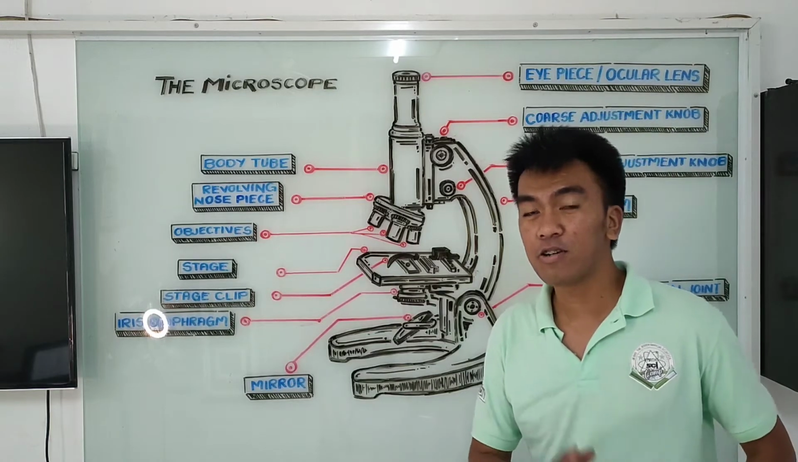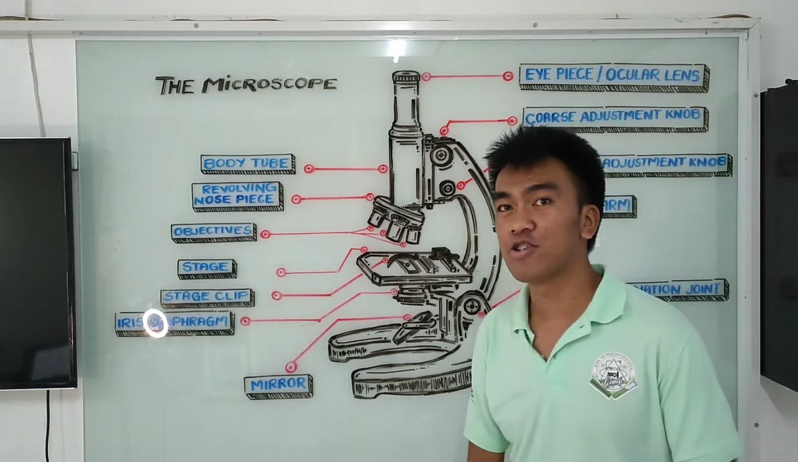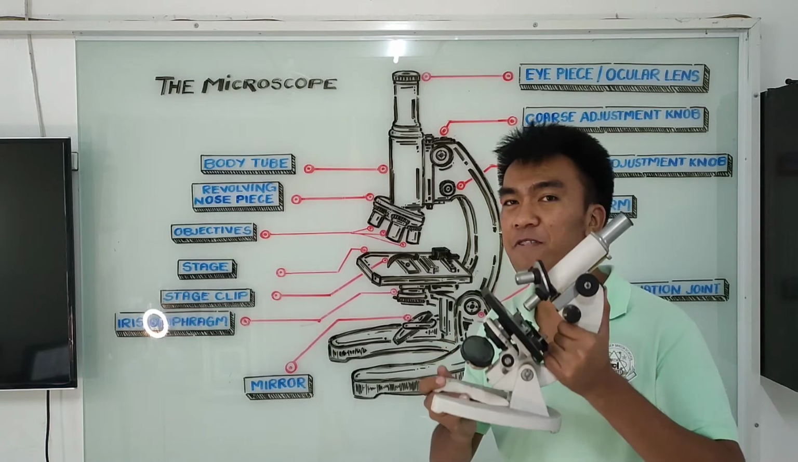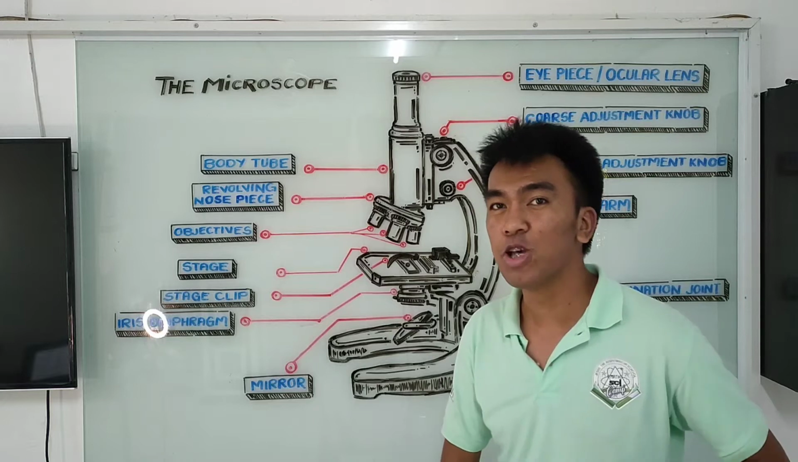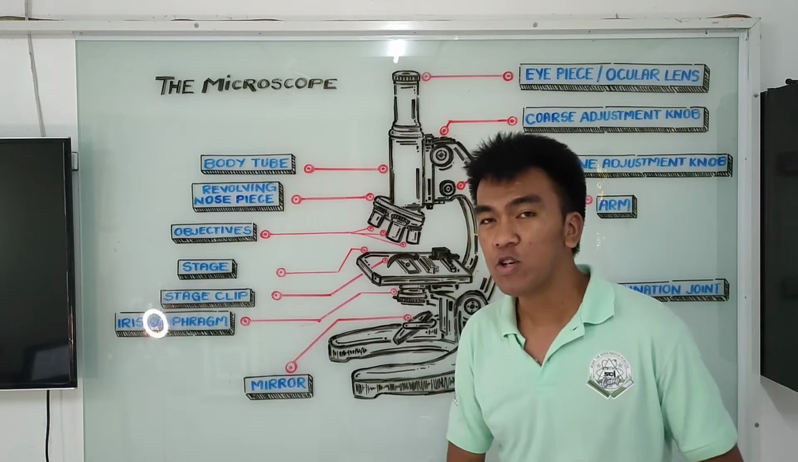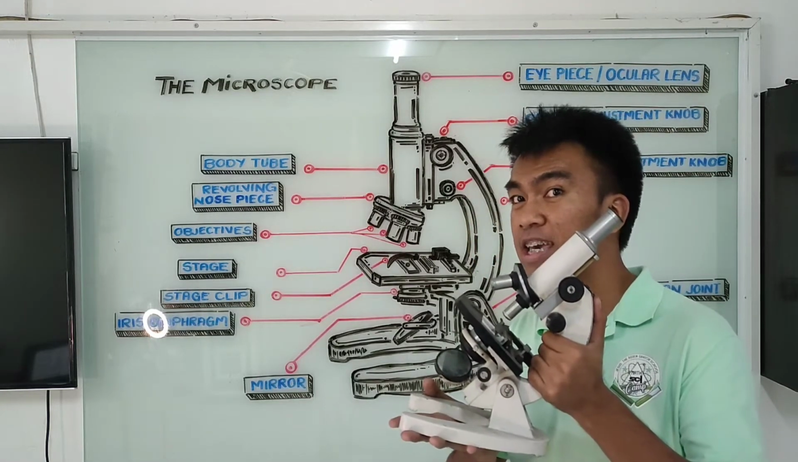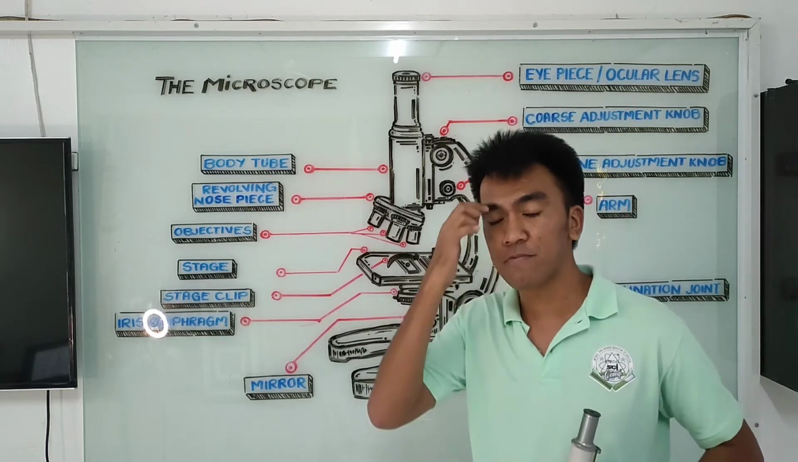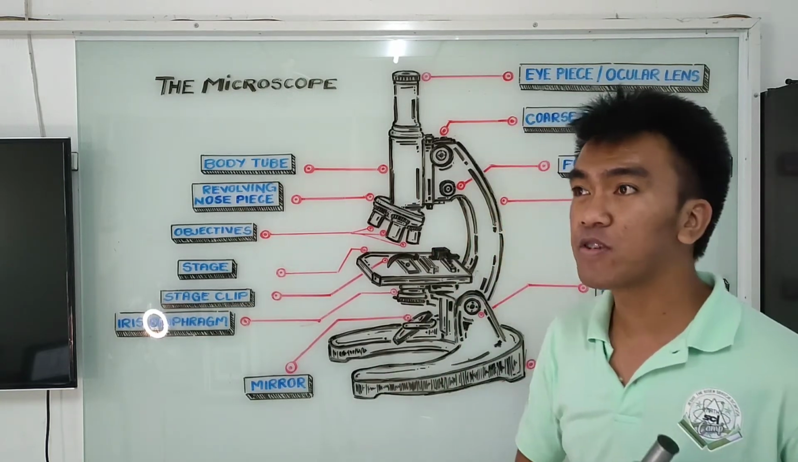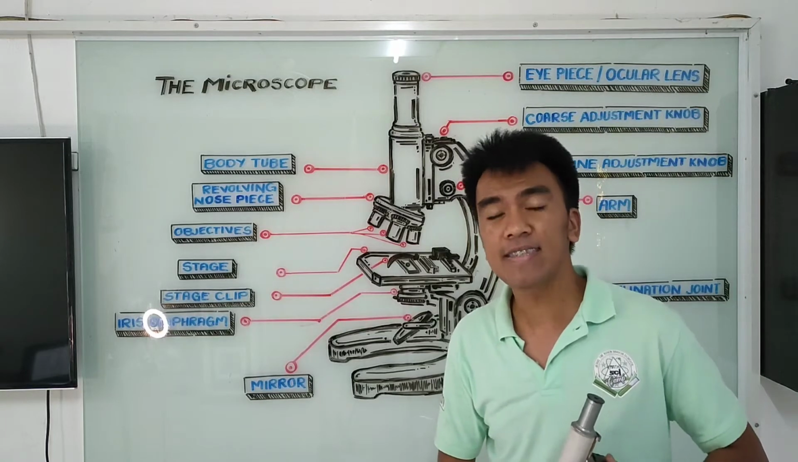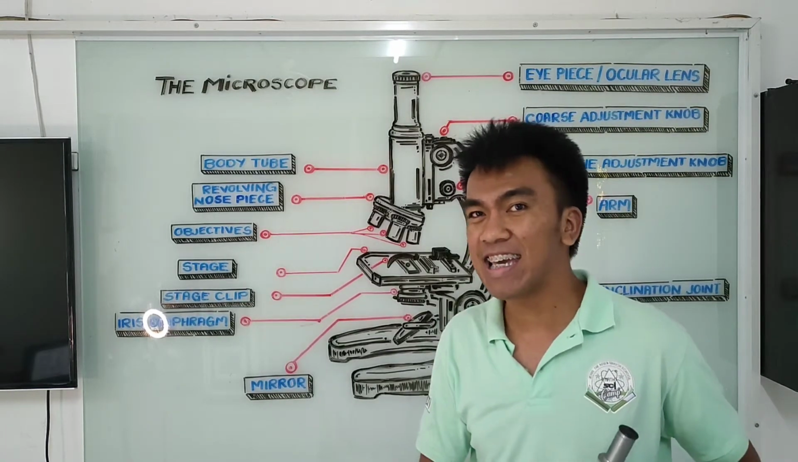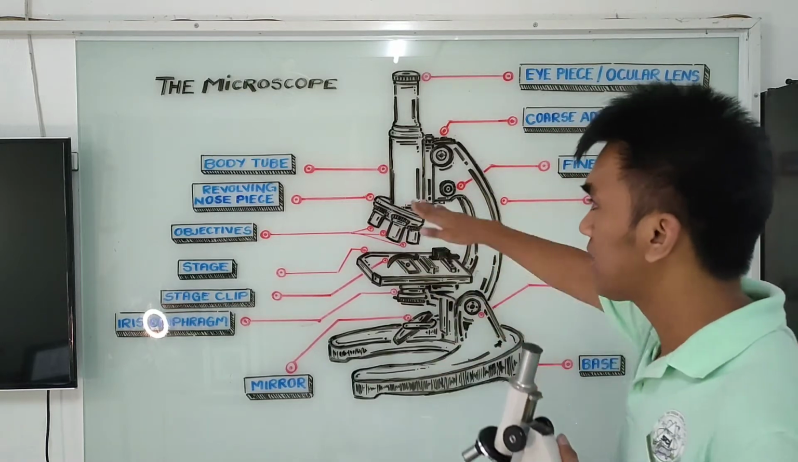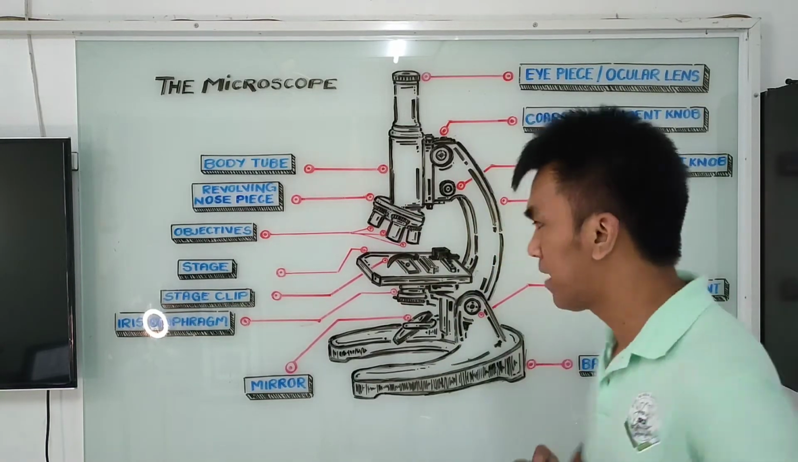Today, we are going to have a short discussion about the parts and functions of the microscope. But before that, let us know what a microscope is. A microscope is a laboratory instrument that is used to observe small objects or things that cannot be seen by our naked eye. So let us now proceed with the parts and functions of the microscope.